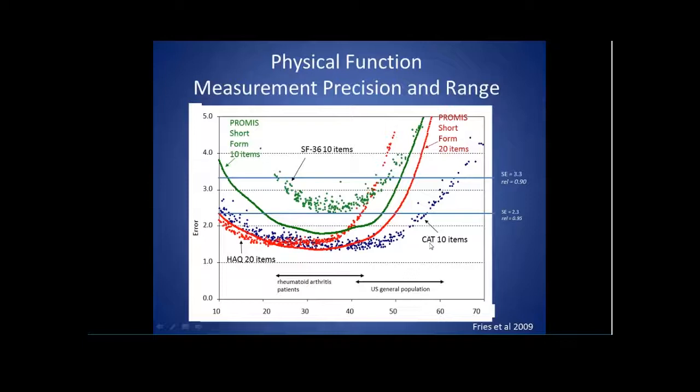So there clearly are advantages of using a computer adaptive test if you want to have a very precise measure across a wide range of a trait.